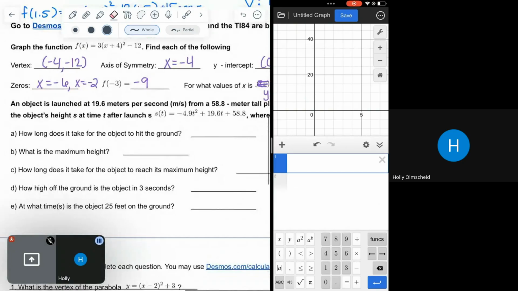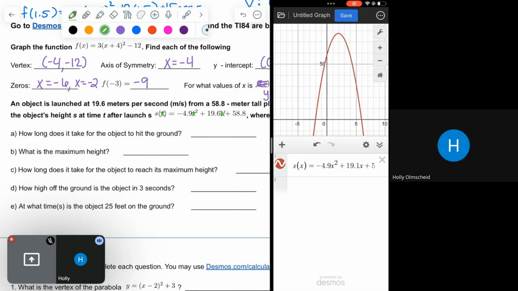For our application problem, we are given this equation. So the first thing we're going to do is graph it. And instead of using t for the variable, once you plug it into the calculator, we're going to just go ahead and use x. So once we have it graphed, we're going to go ahead and answer the questions here. So first, I want to know how long does it take for the object to hit the ground? So this is referring to the x-intercepts where the height is 0. So I can go ahead and click on those points and we'll approximate them.